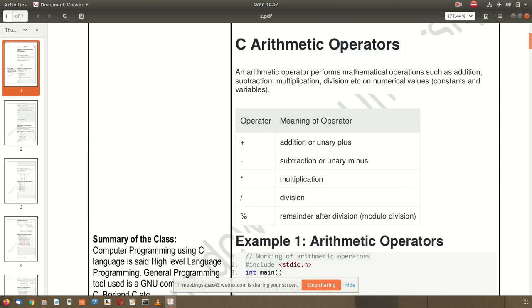So, C arithmetic operator. What is C here? C is a computer language. Computer language means a combination of alphabet. When I am speaking to you, I am making some combination of alphabet. I am not saying any absurd combination of alphabet. Yes or no? I am communicating well using grammar.